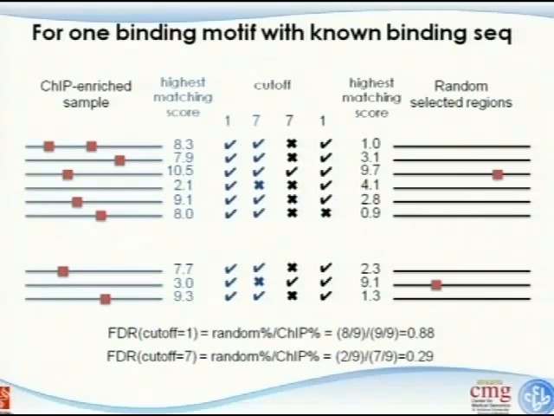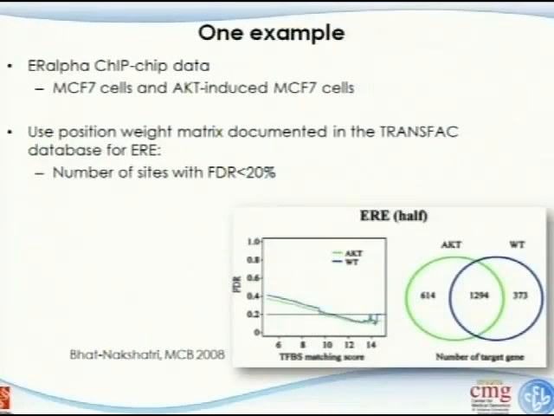So once you increase the cutoff value, the stringency of your detection, and if this represents the real binding site, you will see the FDR further dropped based on the ChIP-enriched samples together with the random samples. That make sense? Okay. So this is based on one binding motif. Let me give you one example.